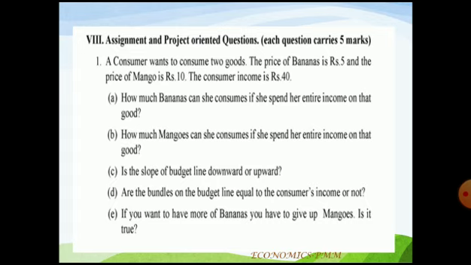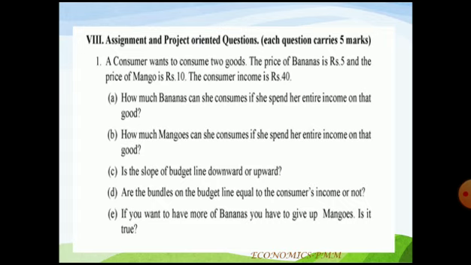for simplification, we have taken the price of banana and price of mango. The consumer is supposed to consume 2 goods and the income is also given. The income of consumer is rupees 40 and the price of both the commodities is given.